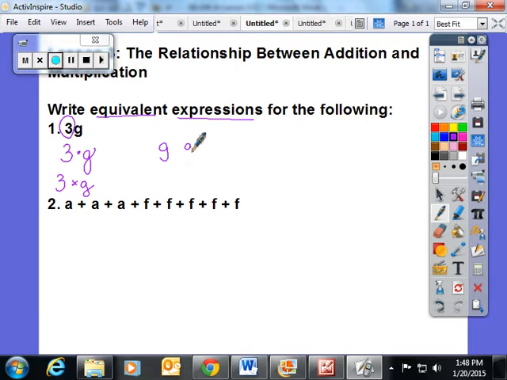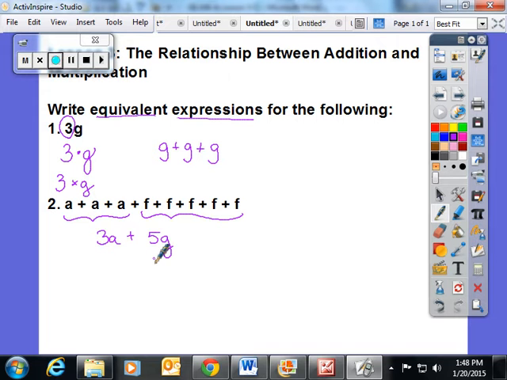We have 3 g's, and the students have to understand that multiplication is the same as repeated addition. Then they had to rewrite this. This is going to be 3a, this expression, and there are 5 g's. So it's 3a plus 5g. This is a 2-term expression, 1, 2.